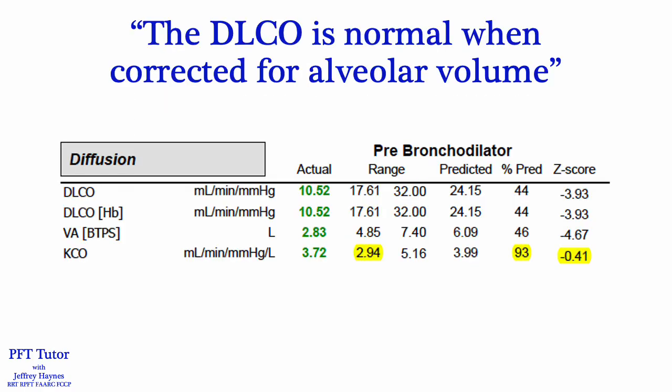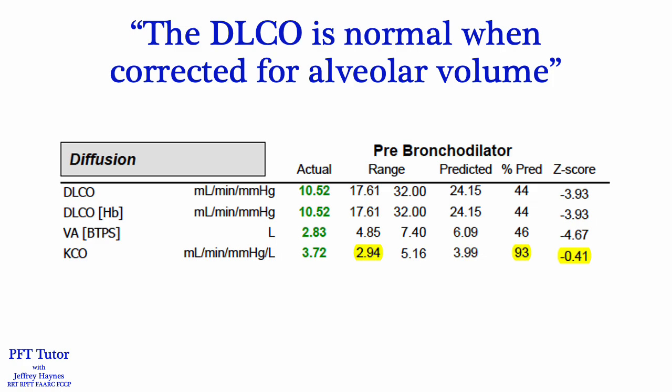So lastly, you may have noticed that I haven't discussed this pattern: the DLCO is abnormal, but is normal when corrected for alveolar volume. That's because, in my opinion, this pattern doesn't exist. And this is why the acronym DLCO/VA was changed to KCO. The VA is not the DLCO. The KCO is not the DLCO.